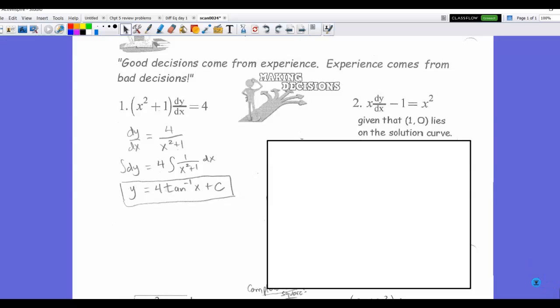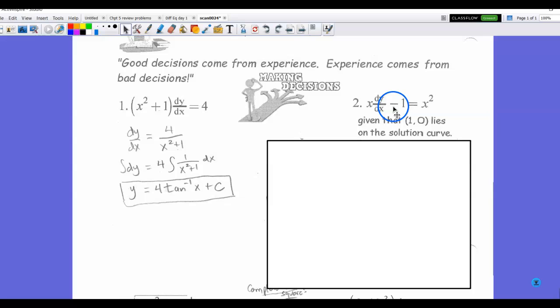Problem number 2. Again, we're going to separate the variables. This time we have an initial condition that is going to allow us to solve for c. So we're going to need the c, and then we're going to solve for c. So let's see how it goes.